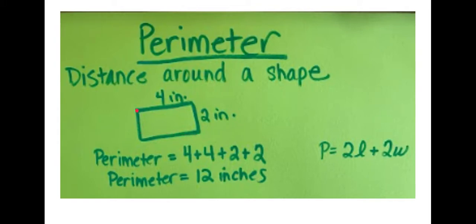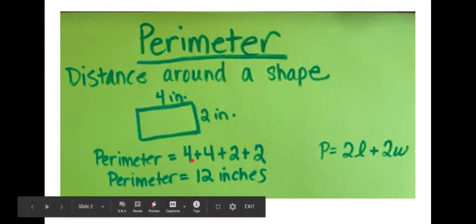The biggest mistake that I tend to see with this is that we only add the 4 and 2. Make sure I know that this is the same length as this, and so I would label my 4 there. So the perimeter, 4 plus 4 plus 2 plus 2, when I add it all together, I get 12 inches.